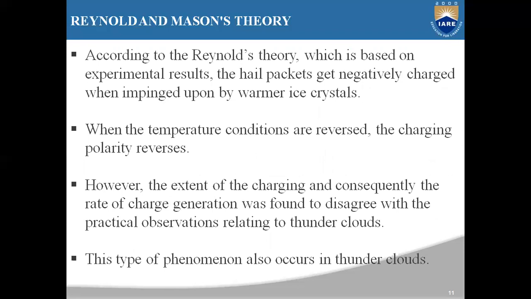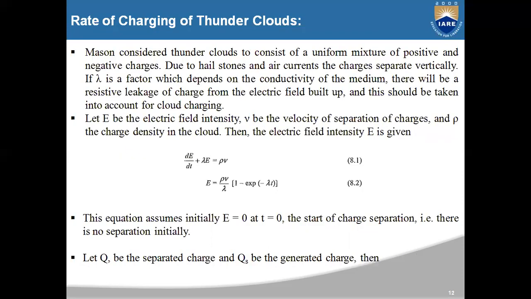However, the extent of charging and consequently the rate of charge generation was found to disagree with the practical observations relating to thunderclouds. And here is the derivation of the rate of charging of a thundercloud, based on the theory proposed by Mason and Reynolds. Mason considered thunderclouds to consist of a uniform mixture of positive as well as negative charges. So a cloud consists of both positive as well as negative charges.